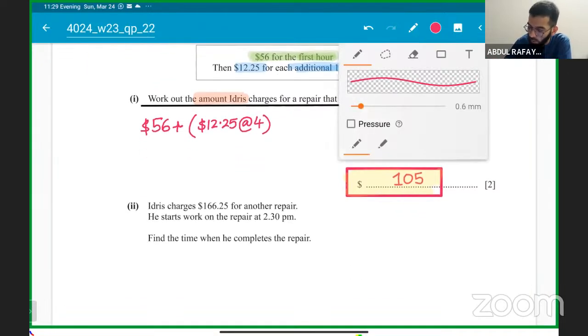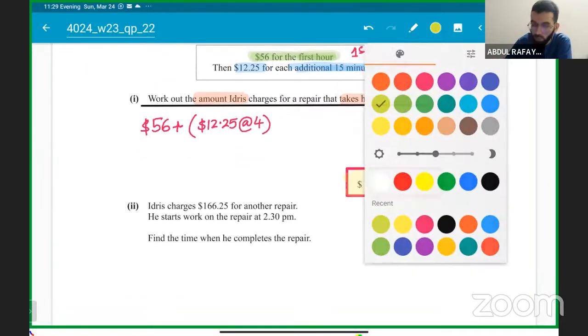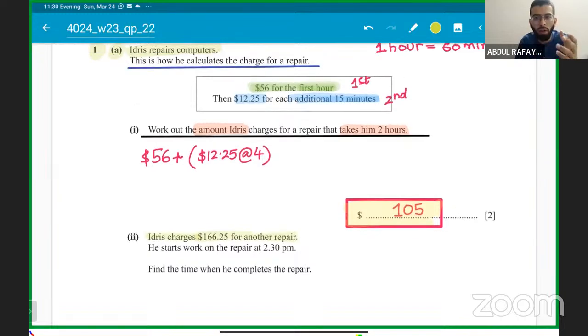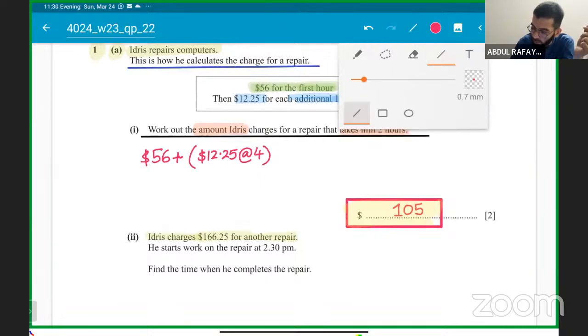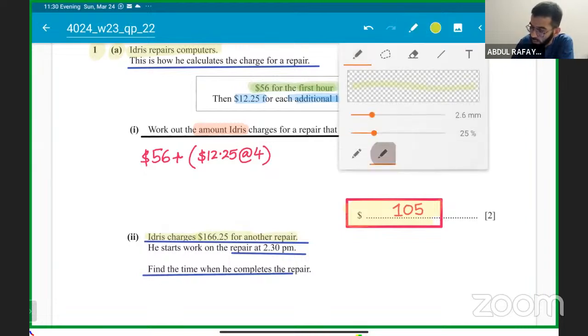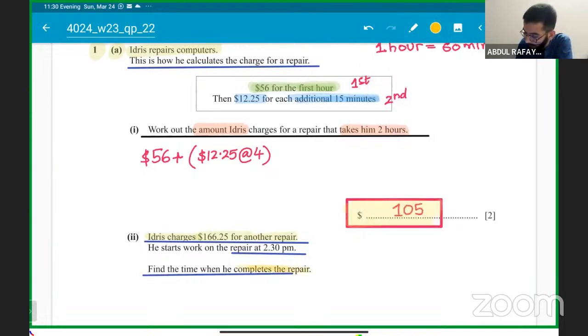Next, the question is continuing, and now we'll have to solve in the form of X. Idris is charging $166.25 for another repair. So his income for working on another repair is $166.25. It's a time question. He starts the work on the repair at 2:30 p.m. We have to find out the time when he will complete the repair.